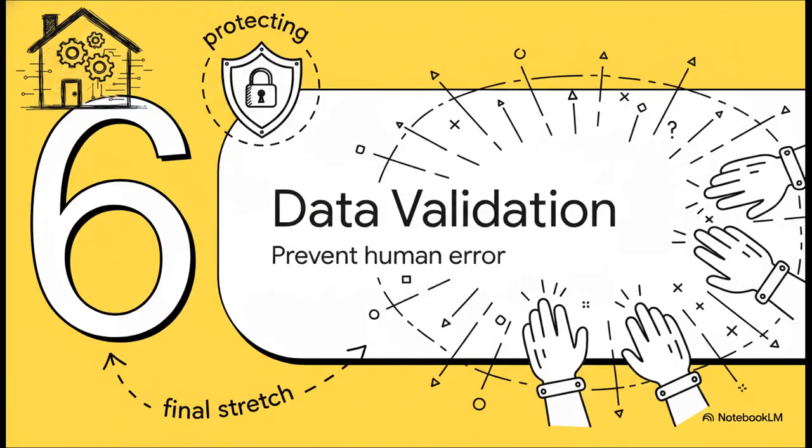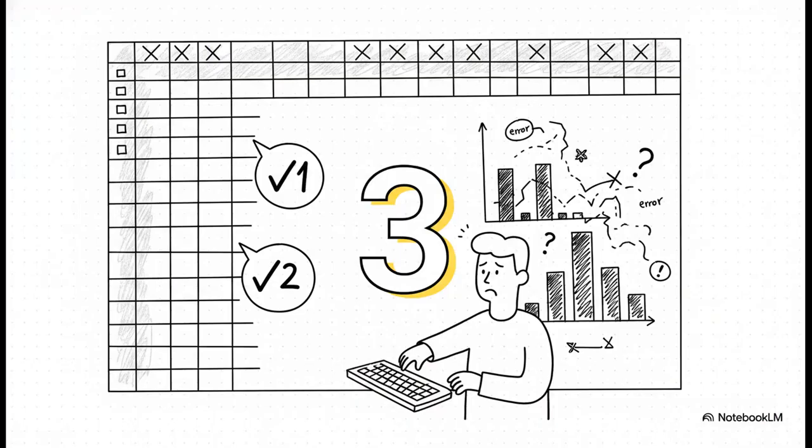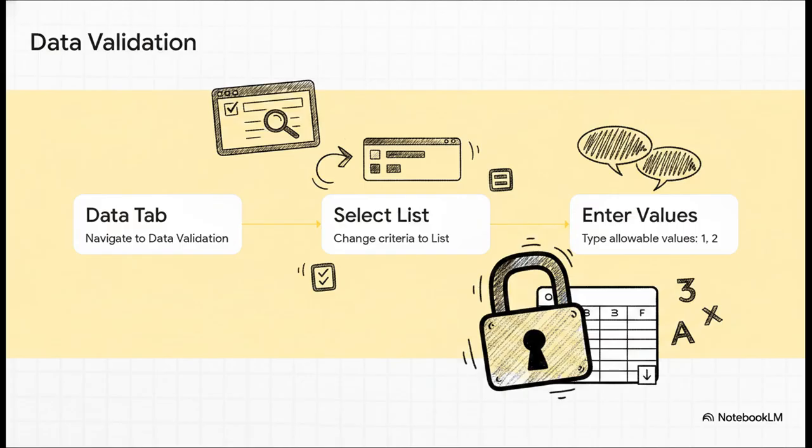Section 6, bulletproofing with data validation. Let's prevent human error. Okay, so because we only built 2 scenarios, 1 and 2, what happens if a well-meaning colleague comes along and accidentally types a 3 into your scenario toggle cell? Well, the choose function is going to look for a third option that just doesn't exist, and it will completely nuke your spreadsheet with errors. Boom, broken. So to prevent this nightmare, we use data validation.